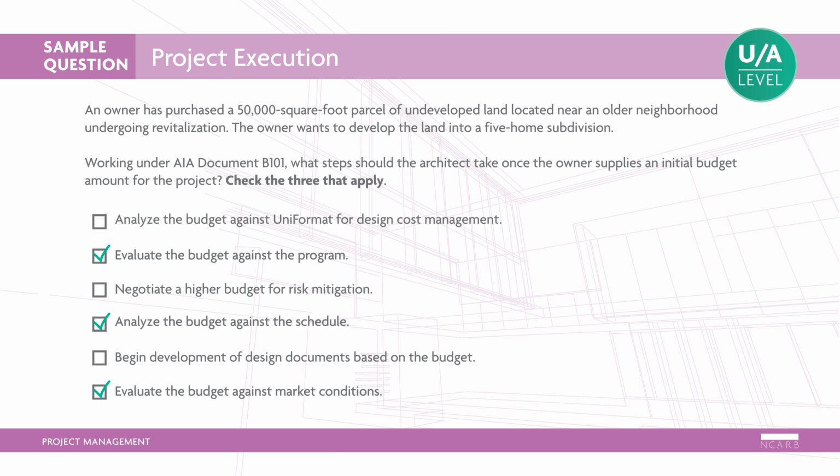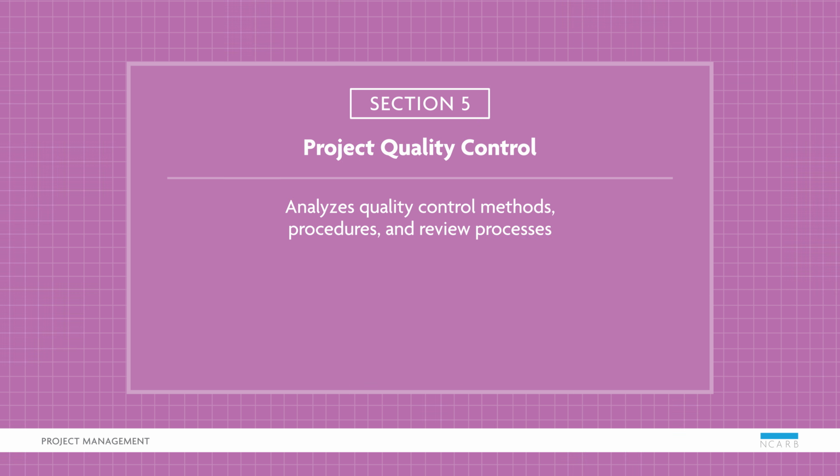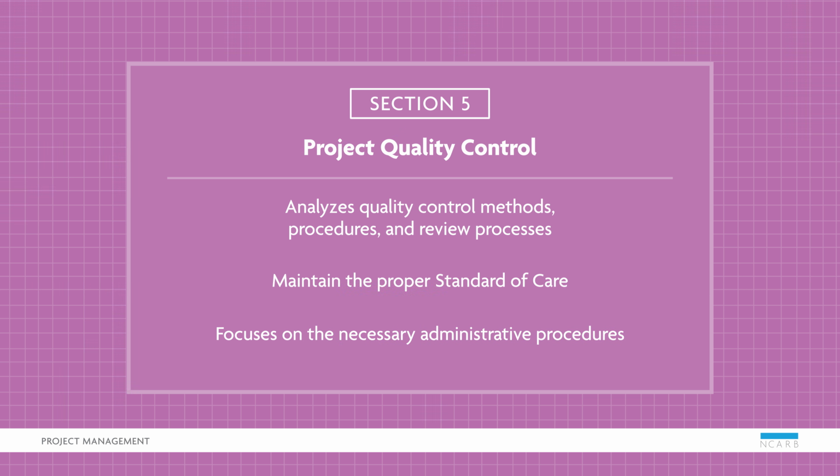This is a UA level item because it requires an understanding of the budget process and the relationship between the owner and the architect. The project quality control section analyzes quality control methods, procedures, and review processes in order to maintain the proper standard of care throughout the entire project, focusing on the necessary administrative procedures throughout the project. Let's look at a sample question.